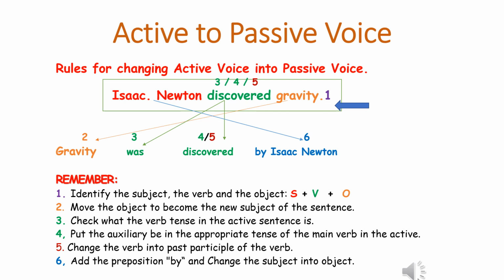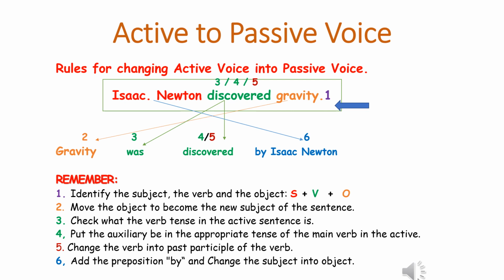Step number 2, move the object to become the new subject of the sentence. Here, gravity is an object. We are going to put it in the beginning of the sentence to become the subject of the new sentence, the passive sentence. Step number 3, check what the verb tense in the active sentence is. Here, the tense is the simple past.